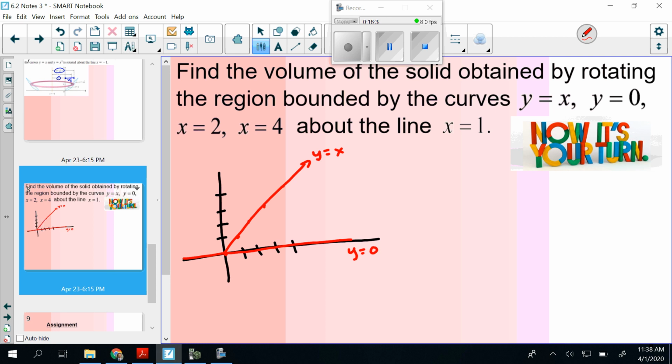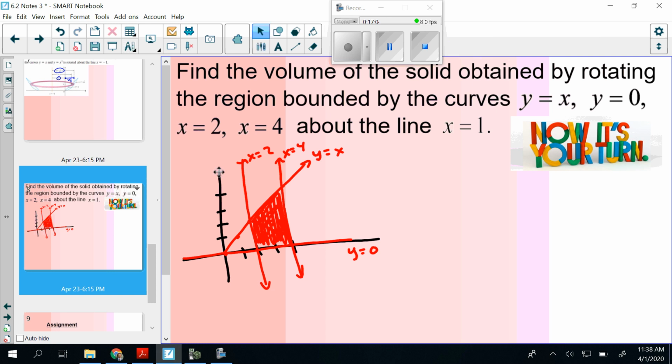We got the line x equals 2. That's a vertical line here. And the line x equals 4 would also be a vertical line. And we want the amount in between that, so we're looking at this shaded region right there. That's our region that we want to rotate. Okay, so we got a picture of what that looks like.